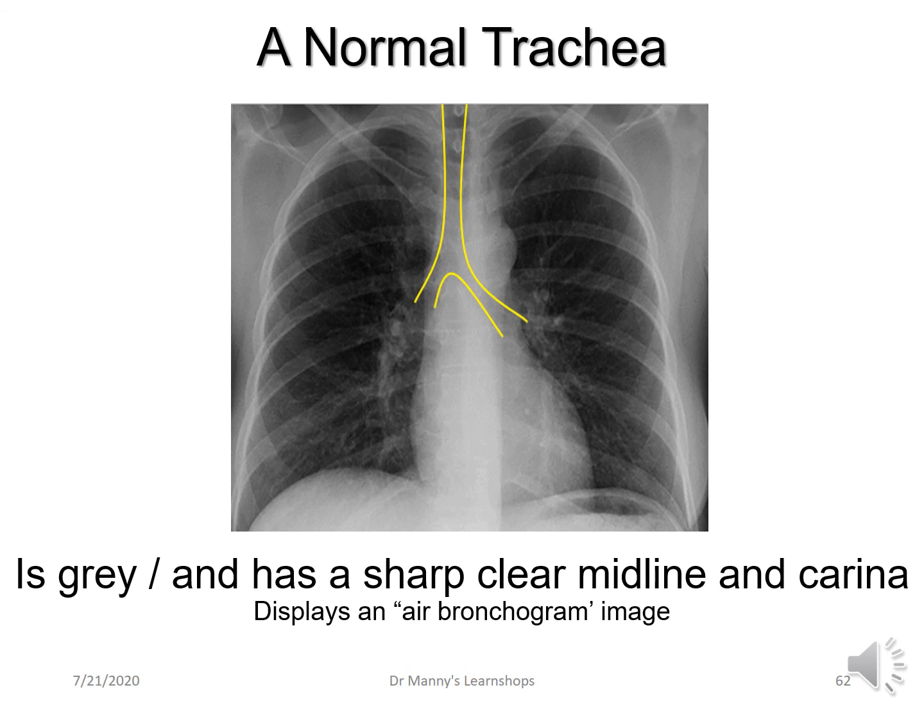Then you've got a normal trachea. A normal trachea is typically grey because, again, there's air in the trachea. I don't think you're typically going to see cartilages, which are tissue, but you may. But there is a sharp, clear midline. The trachea is typically midline, and then you get the bifurcation into the right and left main bronchus. This is the carina. And this typically is referred to as having an air bronchogram image because the trachea has got air in it, and as a consequence of that, you will see it as a bronchogram or an air bronchogram image.